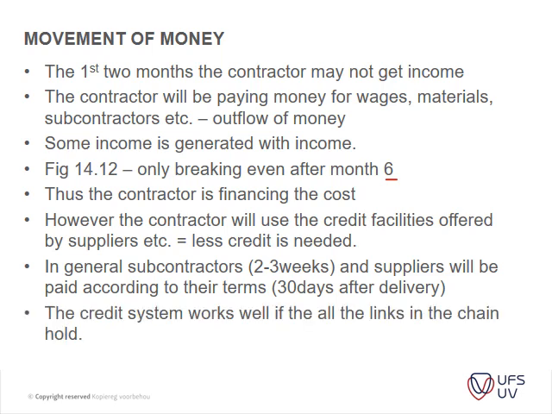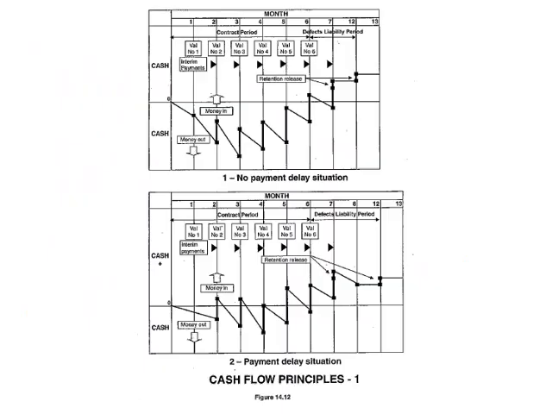The credit system works well if all the links in the chain hold. You can think about if one person doesn't pay, that's where the whole derailment of paying your subcontractors only when you get paid impacts them quite a lot, especially with clients who can't pay, and then you can't pay your subcontractors, and the subcontractors can't pay their suppliers, and there's a whole spin-off of that. Okay, here's that graph that we spoke of.